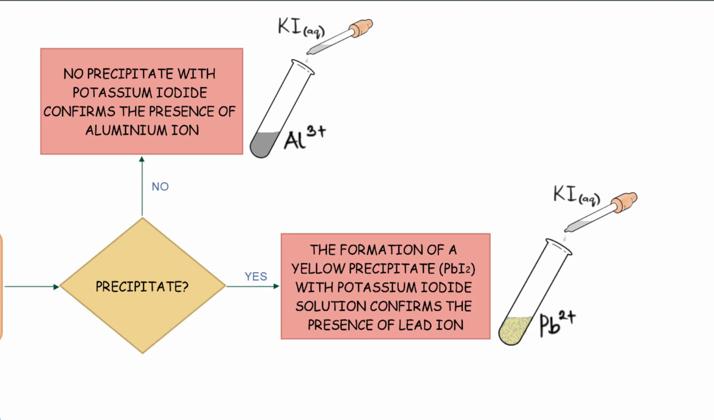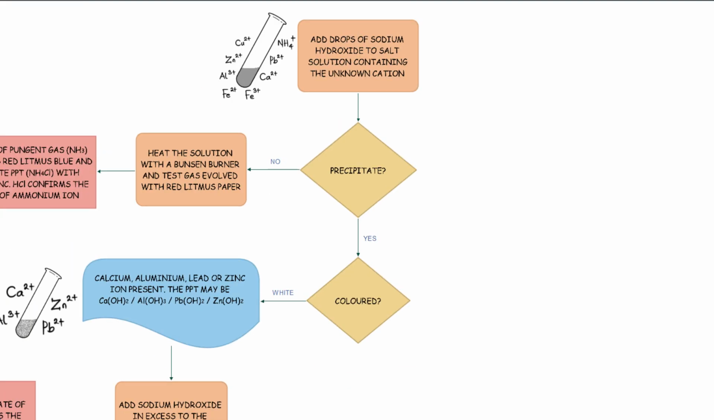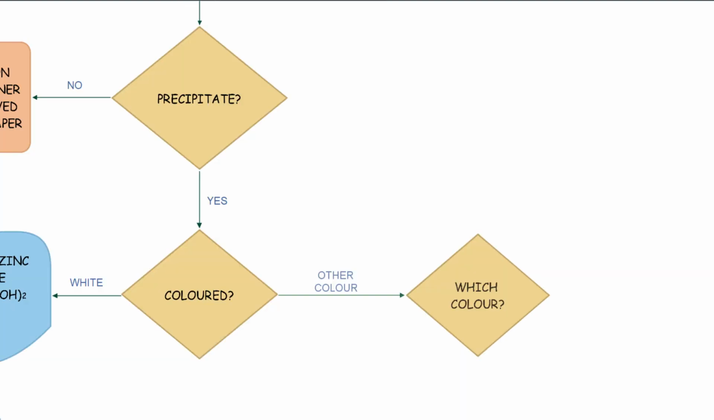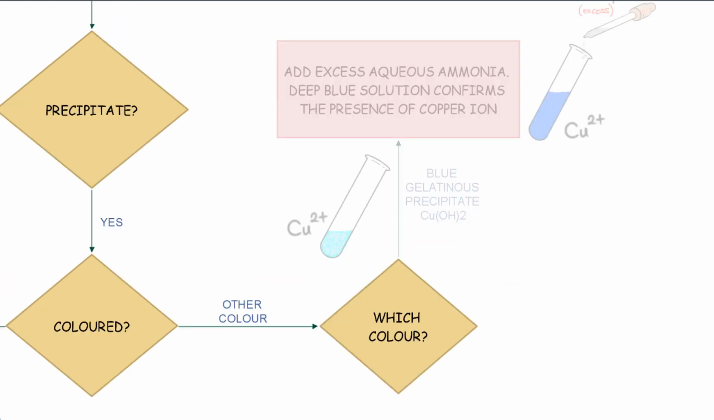However, if it gives us a yellow precipitate in the solution, that confirms the presence of lead ion. Okay, so now we have looked at the situation in which there is no observable phenomenon taking place. We have also looked at the situation in which we have a white precipitate. What of the case in which we have a colored precipitate that is not white? So we need to ask ourselves, which color are we observing?